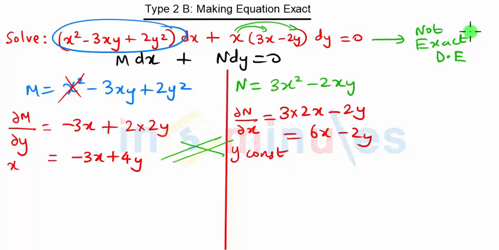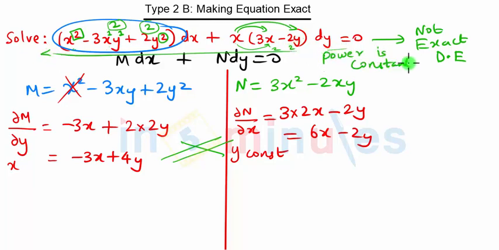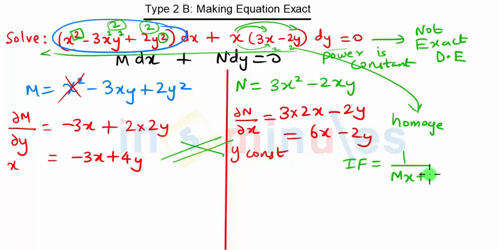But as you can see in this equation, here the power of x is 2, here the power of x is 1 and y is 1, so the total power is 2. Here also the power of y square is 2. So in this equation each term has the power of 2. Similarly here the power is x square, and here the power is x into y, so 2. So throughout this equation the power is constant. So this equation is nothing but a homogeneous equation. For a homogeneous equation, the integrating factor is given by 1 upon Mx plus Ny.